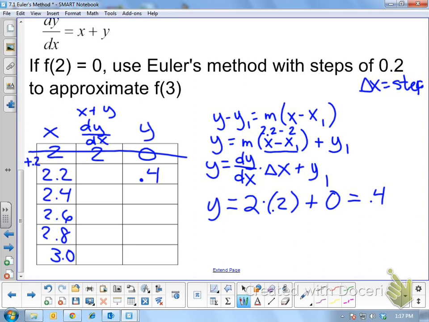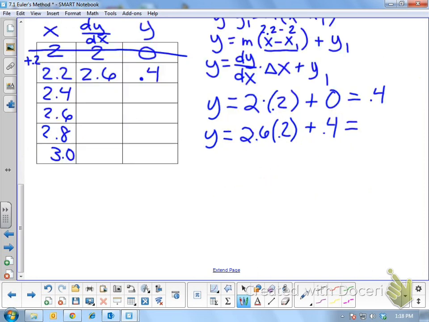So as Melinda said, 2.2 plus 0.4 is 2.6. So now we go and do the process again. Y is, this time dx, or dy dx is 2.6. The step never changes, that's always 0.2. Plus, but our y value now is 0.4. So at this point, we may want to plug it into a calculator instead of trying to do it in our heads.